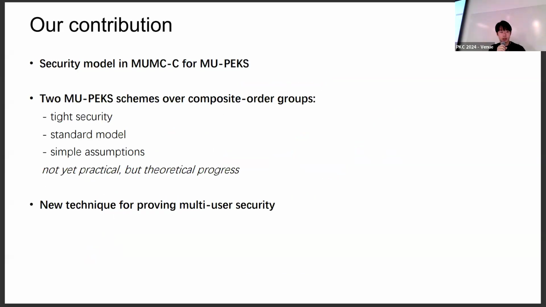Our contribution can be summarized as below. First, we present a security model in NIC for multi-user PAEKS. Second, we present two multi-user PAEKS schemes over composite order groups, which are tightly secure. We prove the security with simple assumptions in the standard model. We also present a new technique for proving multi-user security.